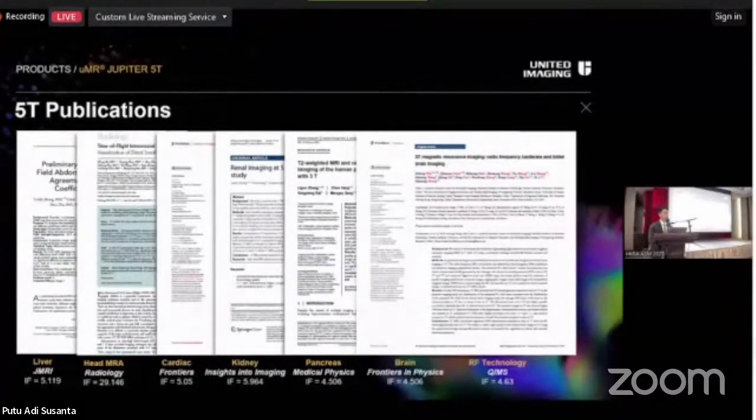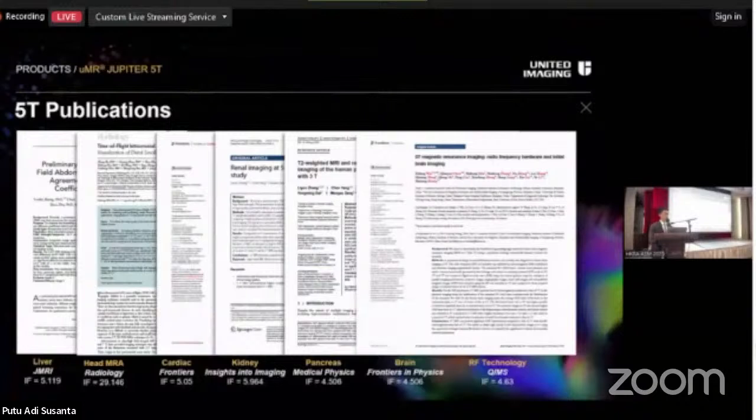So with our installation sites so far, we've had quite a few papers published already. Again, we expect more to come in the coming months and years. One of them, which is particularly interesting, is maybe the second to the left, which was published in Radiology earlier this year. This is a very interesting customer who has access to the 3T, 5T, and 7T scanners.